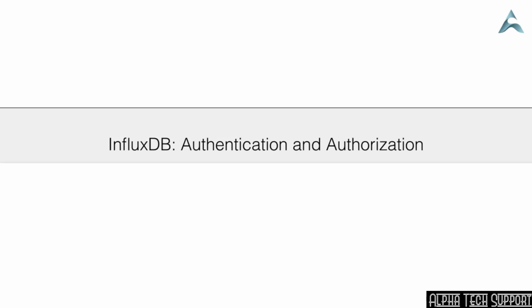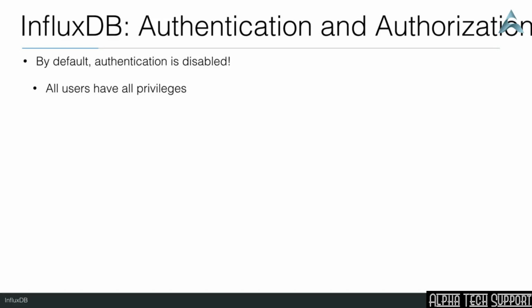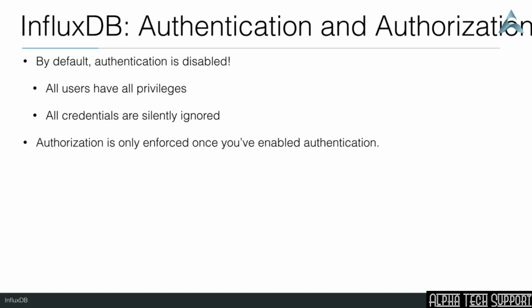Okay, now we're going to talk about authentication and authorization. Authentication and authorization is very important. I don't have to explain that, I hope, but by default in InfluxDB, authentication is disabled. So all users have all privileges, and if you pass credentials to InfluxDB, they're silently ignored if authentication is disabled. Authorization is only enforced once you have enabled authentication, which makes sense, but nevertheless it's good to mention.